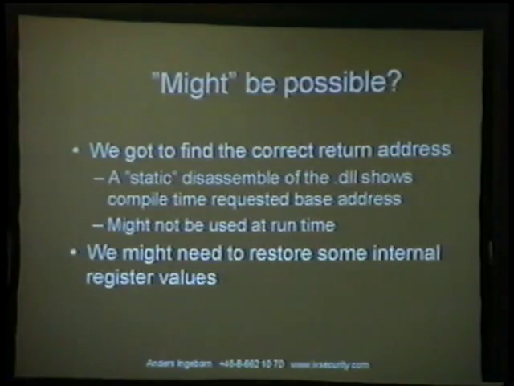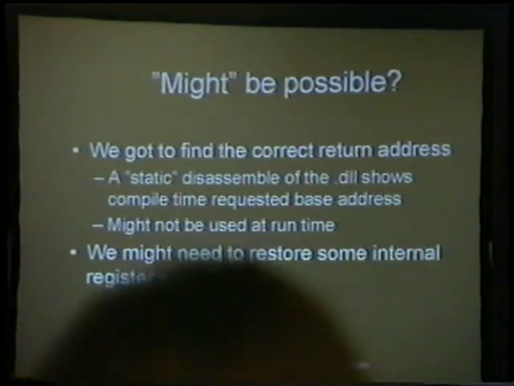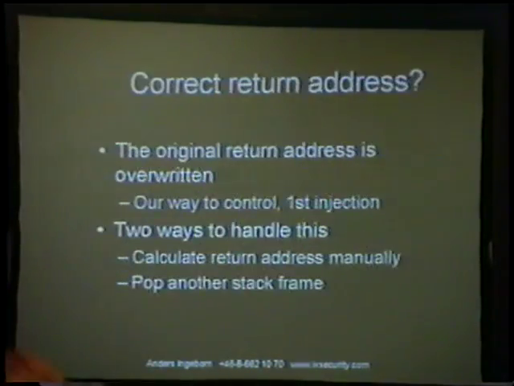Okay, those of you that really paid attention on the last slide noticed that I said might be possible, because there are at least two more conditions that have to be met in order for the attacker to be able to do a clean return, like I said. First, the attacker has got to find the correct return address, and then the attacker also might need to restore some internal register values, like the state of the function called before. So there are at least two conditions.